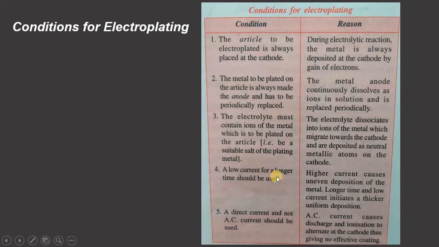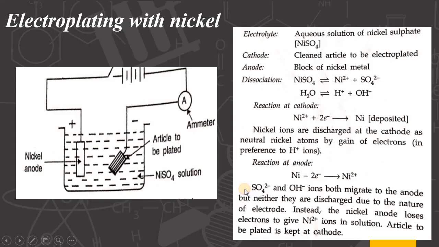Fourth point, a low current for a longer time should be used. Higher current causes uneven deposition on the metal. Longer time and low current will give a thicker and uniform deposition. And last is, a direct current and not AC current should be used. AC current causes discharge and ionization to alternate at the cathode, thus giving no effective coating. So these five points are very important conditions for electroplating.